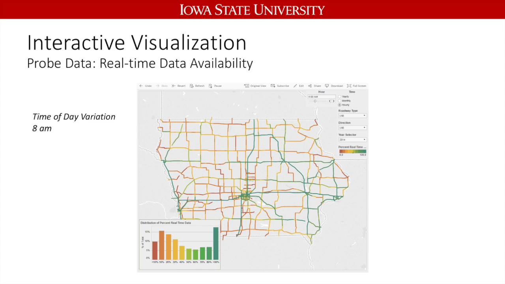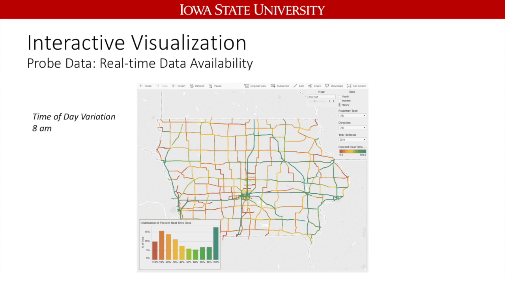And also in the southwest bottom of Iowa, we don't have much good data there. So this is the hourly summary. We can also do a daily summary or an hourly summary. Here I select the hourly summary to see the time variation. And here I select 12 a.m. So throughout the year, at 12 a.m., most segments are not providing any real-time data.